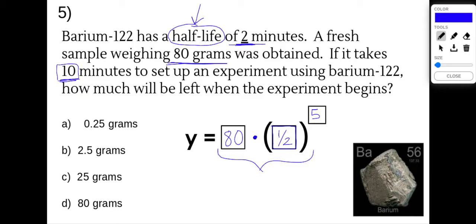Use your calculator. And you should get 2.5 grams. So you only have 2.5 grams of barium when your experiment starts. That's all you've got because it disintegrates so quickly. Wow, crazy.